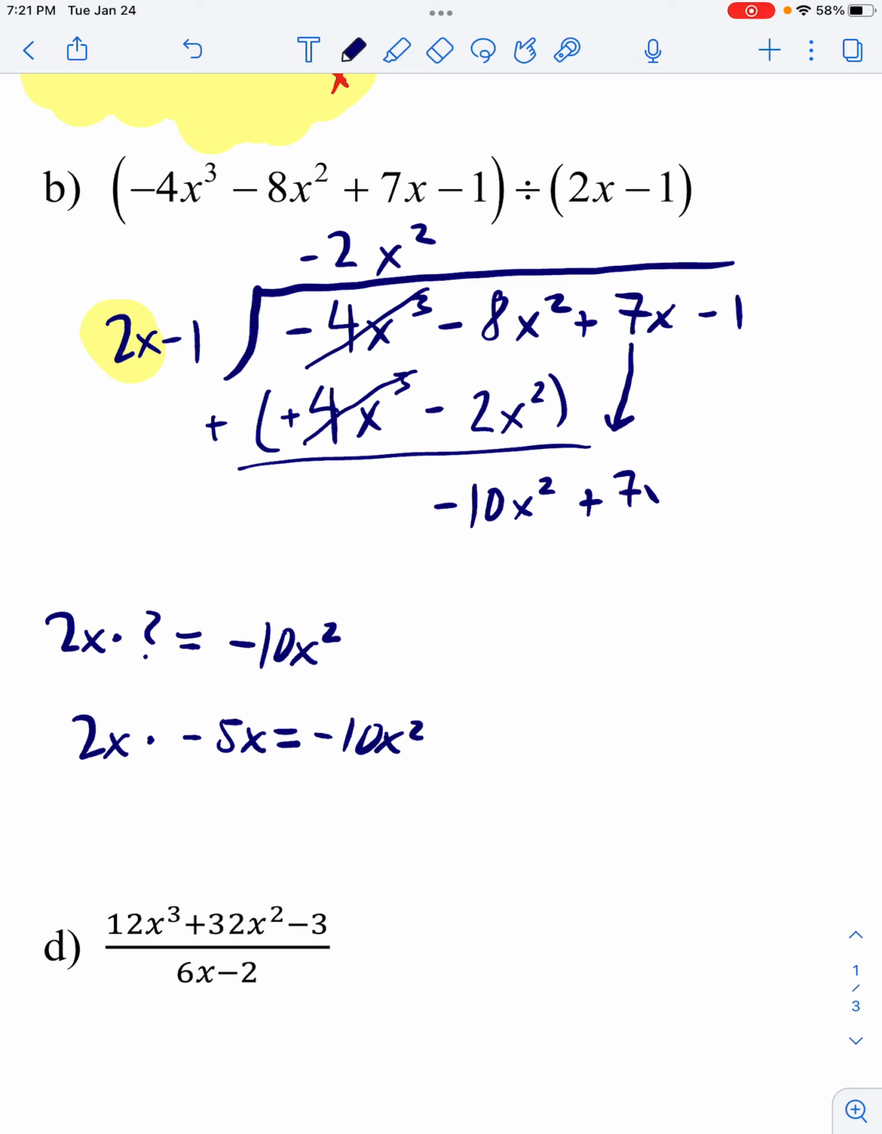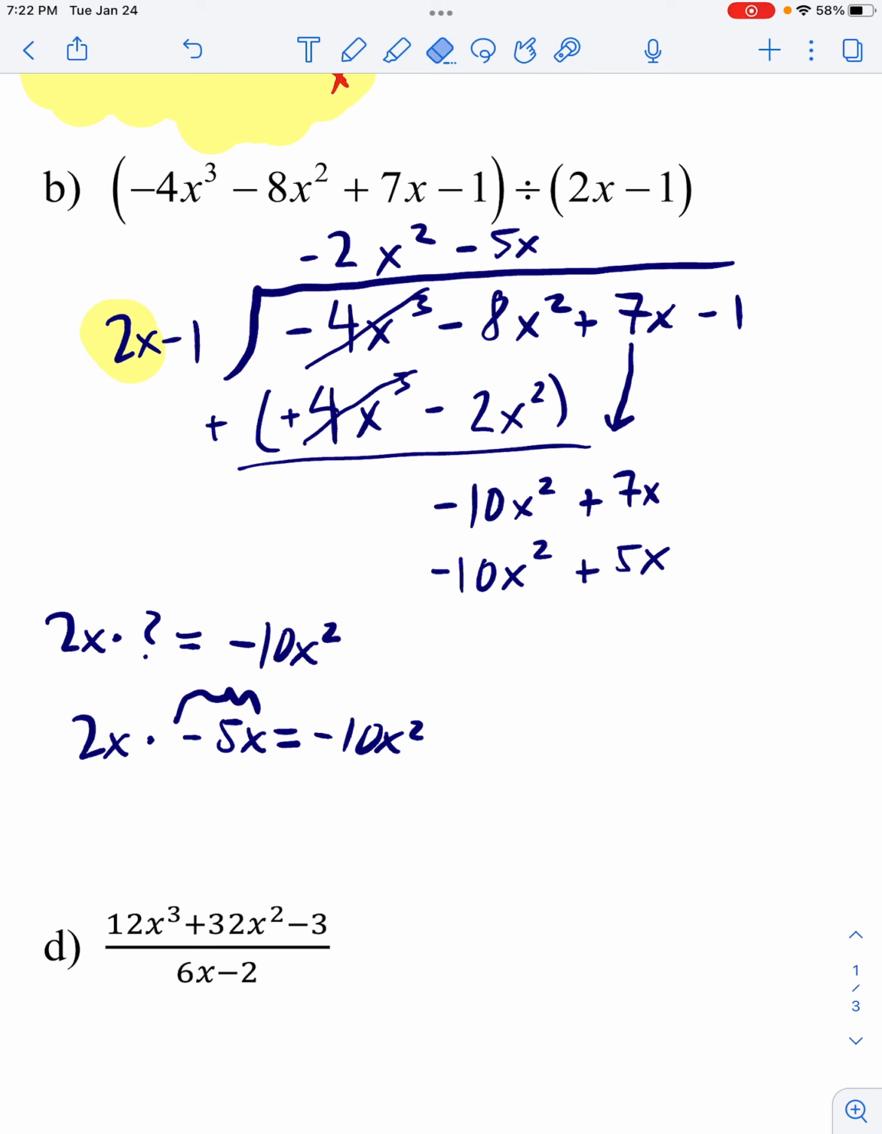So I'm going to write this result here, that negative 5x. I write it up here, minus 5x, okay? And then I take it and I distribute it, I multiply it by my divisor. So minus 5x times 2x is minus 10x squared, all right? And minus 5x times minus 1 is plus 5x, okay?